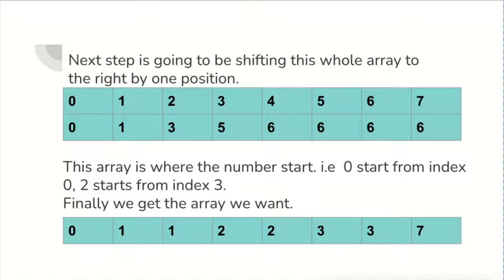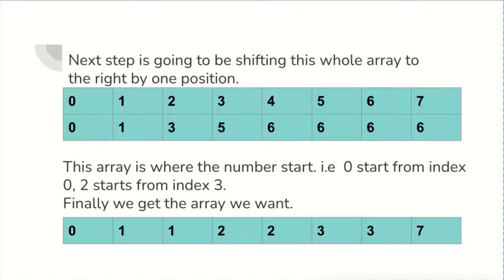The next step is to shift this whole array to the right by one position, because the index will start from 0, so that we can find where the elements will start. After we move, we will have a new array which is 0, 1, 3, 5, 6, 6, 6, 6. This array is where the numbers start. For example, element 0 will start from index 0, and element 2 will start from index 3.